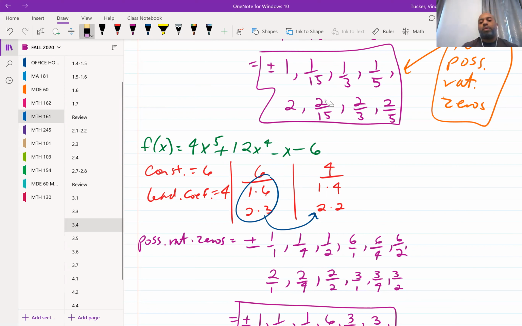And so we'll do 6 over 1, 6 over 4, 6 over 2, 2 over 1, 2 over 4, 2 over 2, and then 3 over 1, 3 over 4, 3 over 2. So that's your initial list. In a second, we're going to reduce, and we don't write any repeated values, not necessary. But that's our initial list. You place the factors of your constant over the factors of the leading coefficient. Everybody okay?